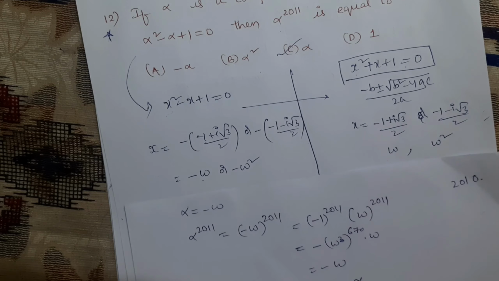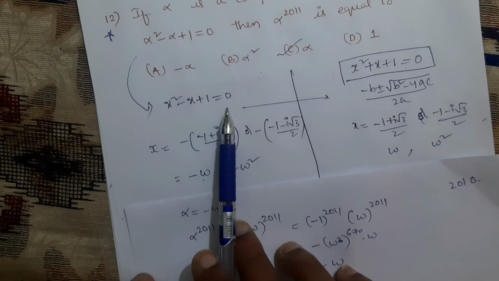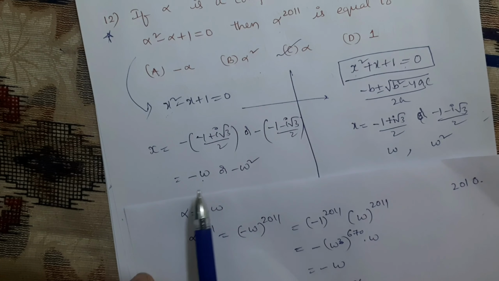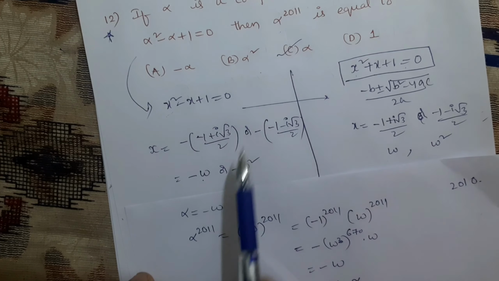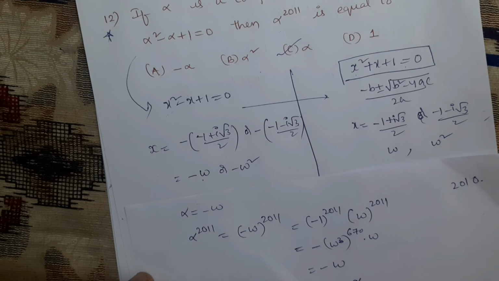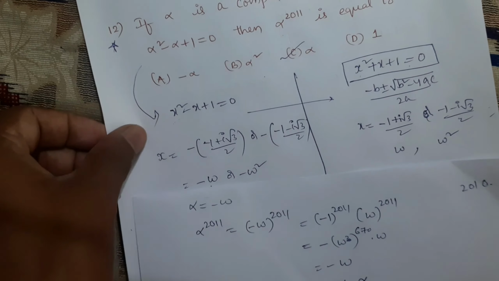See the procedure once again. x square minus x plus 1. By the formula we will get the roots as minus omega and minus omega square. So in the place of alpha you can consider either this or this. Okay. Next question.